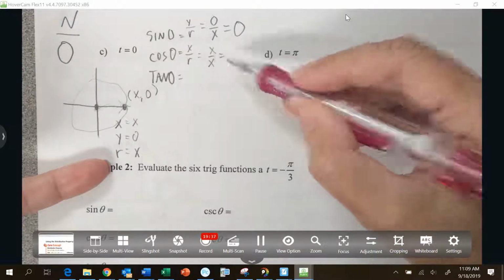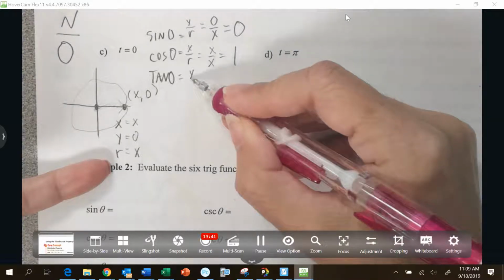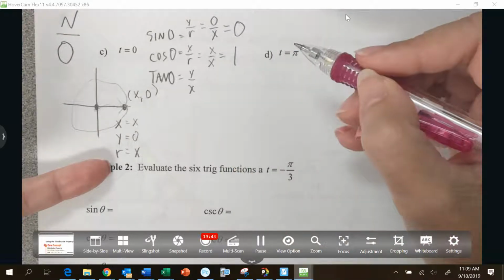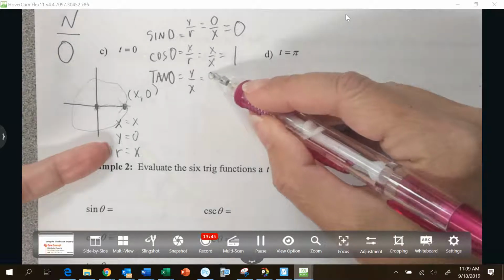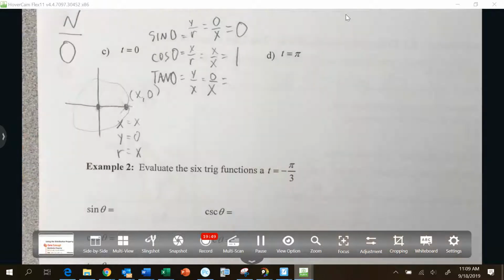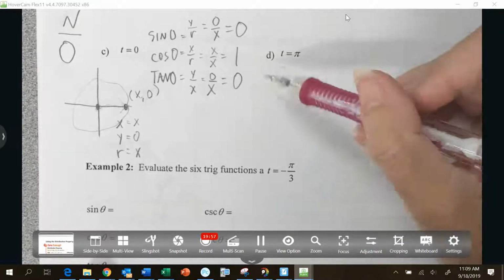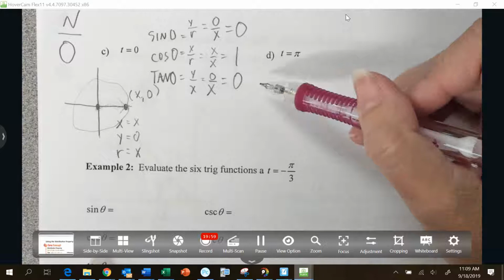What's x over x? 1. My tangent is y over x. So my y value is 0. My x value is x. What's tangent going to be? 0. So it did not even matter what x was. You can put any number in there. You can see none of my answers have an x or a y in it.